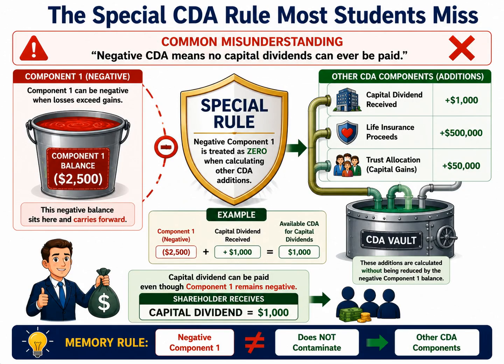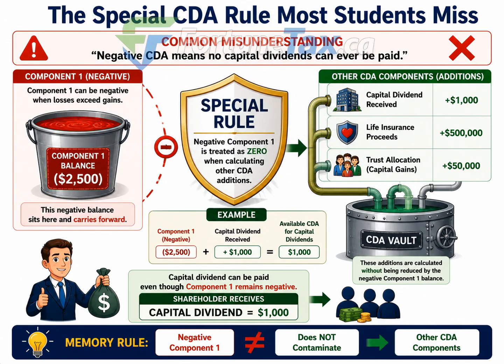This slide covers one of the most important and most misunderstood concepts in the entire capital dividend account system. Many students assume that once component 1 becomes negative, the corporation can no longer pay any capital dividends. But that assumption is incorrect. In fact, the Income Tax Act contains a special rule that prevents a negative component 1 balance from affecting the corporation's other CDA components. Let's see how this works.